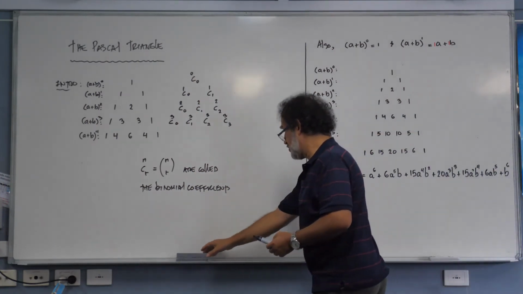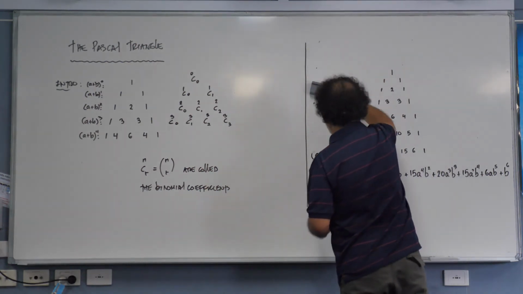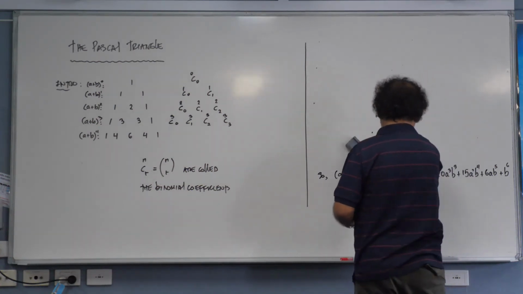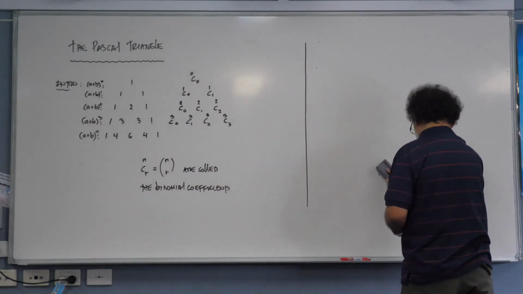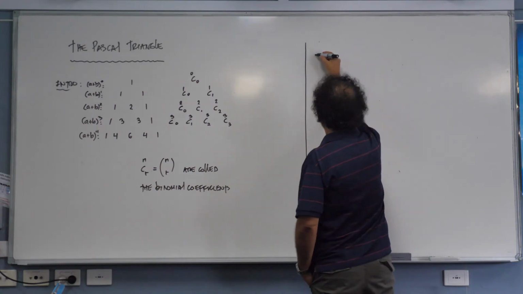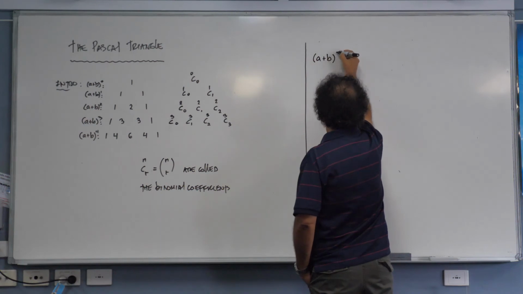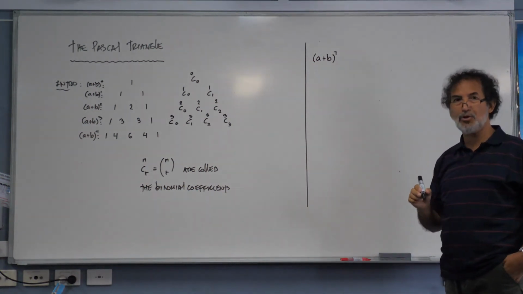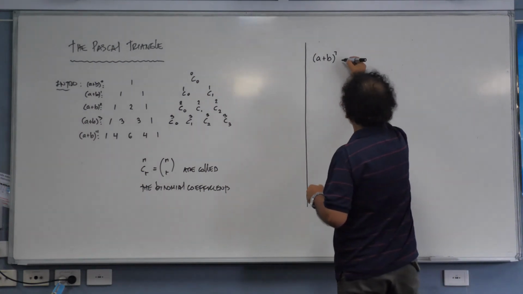Now, we're going to do another question, and then the whole thing will make a lot more sense. All right, let's say now that the question is about writing the expansion of a plus b to the power of 7 using the binomial coefficients. So what you do is this.